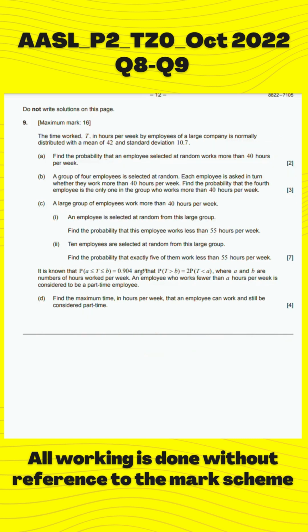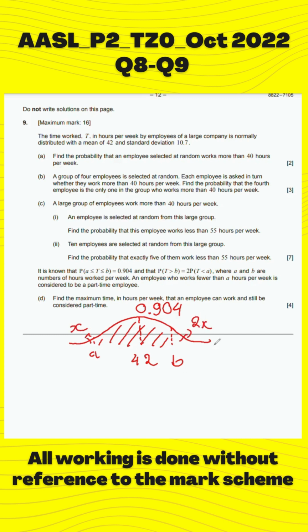D. Okay, we should draw a bell curve first. The mean here is 42. Let's say this is A and this is B. Between A and B, this much is 0.904. The probability of bigger than B is twice the probability of smaller than A. I will call this one X, so this means this is 2X. The total probability will be 1. So I have 0.904 plus 3X equals 1. From that, X will be 4 over 125.